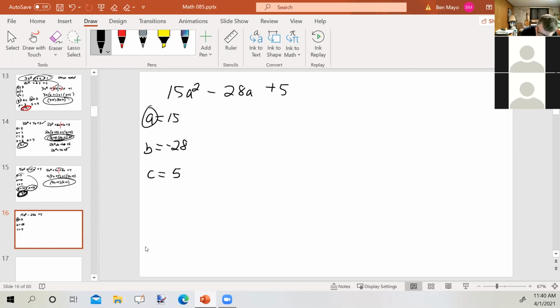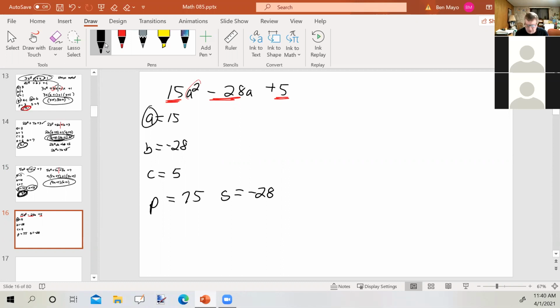Now this a is not referring to the variable. It's referring to the coefficients. There's a, b, and c. So don't get confused with that. The product, 15 times 5 is 75. The sum is b, or negative 28.